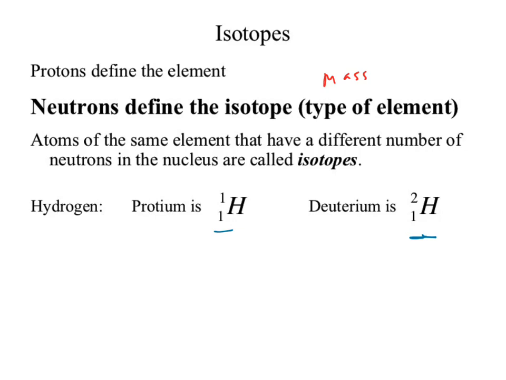Any guesses for this one? Tritium. Try for the 3. So if those isotopes are important, we'll sometimes name them differently. Well, why are we talking about this?